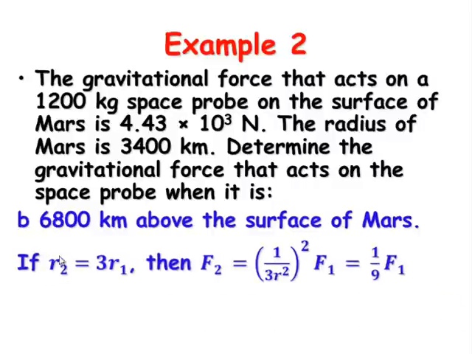Same process, 3 times the original radius. So now we have it proportional to 1 on 3r squared times F1, which is 1 on 9 of F1. So dividing by 9, we've got 4.92 times 10 to the 2 newtons.